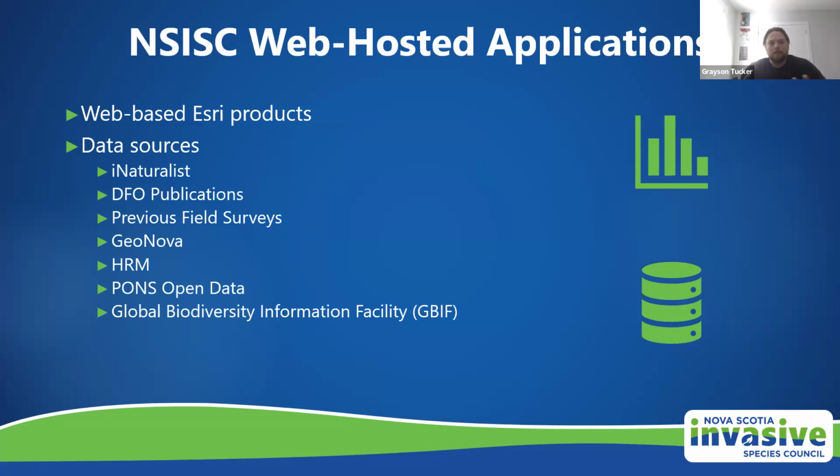We've used some of our old field survey information. There's also plenty of open data sources, so the GeoNova Geographic Data Dictionary we've used quite a bit. HRM Open Data Portal, as well as HRM has provided us with data in the past. The province of Nova Scotia Open Data. And then finally, for some of our historical reports of species, we've used the Global Biodiversity Information Facility, or the GBIF.